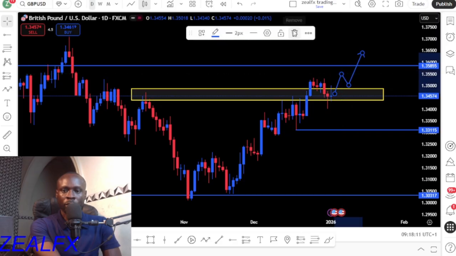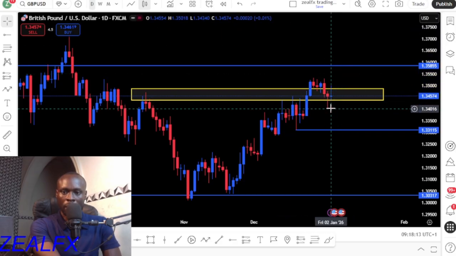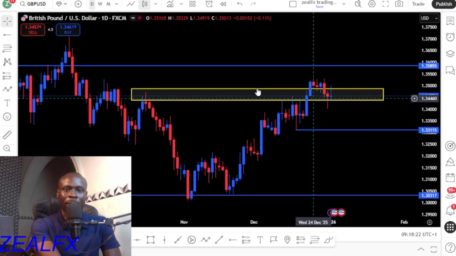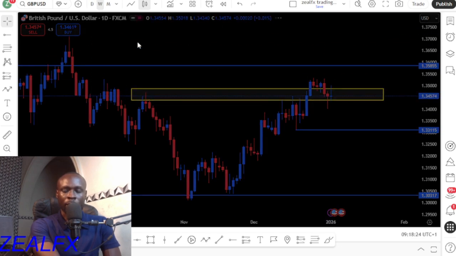Why do I say that we don't have a clear direction? We have the uptrend structure and price closed on a resistance, which is not advisable for making any buying decision on the pounds USD. So let's look at the weekly chart to get other confirmation for our direction.